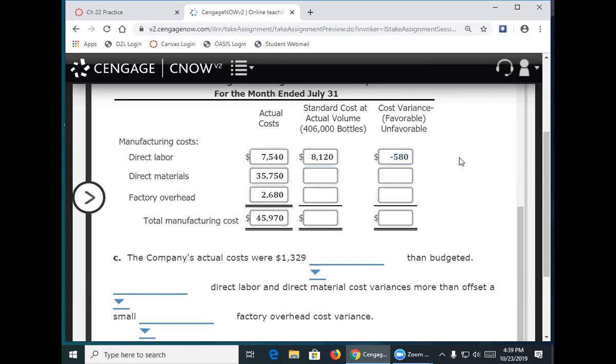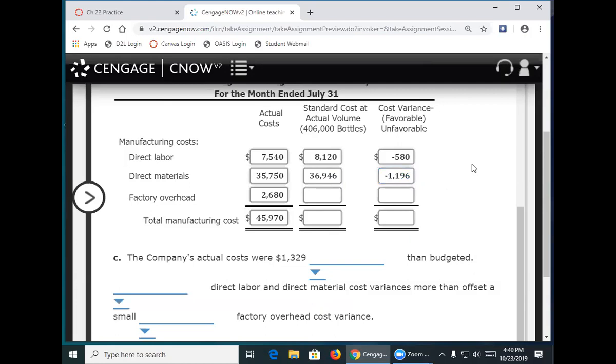And for direct materials, I'd want to do the flexible budget for it. So I would take my $9.10 times 4,060. And my materials standard cost at actual volume would be 36,946. So is that favorable or unfavorable? It's also favorable, right? Because our actual is less than our standard. So again, I would subtract, take my actual minus my standard. I get minus 1,196.